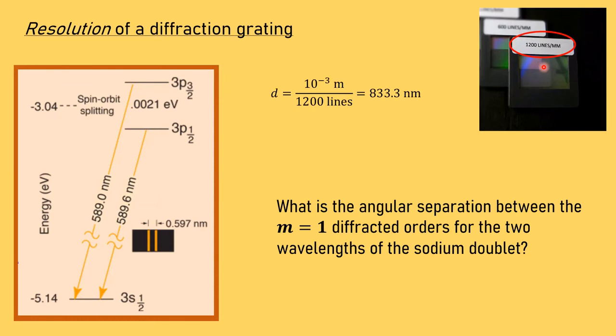To do that, let's first calculate the actual spacing between the lines. So what I've done is take the reciprocal of the number of lines per millimeter. That would be a thousandth of a meter over 1,200 lines. And see how the units now are meters per line? Specifying the number of meters per line really means the spacing between two adjacent lines. So I get this number. Of course, the nm means that you multiply by 10 to the negative ninth.